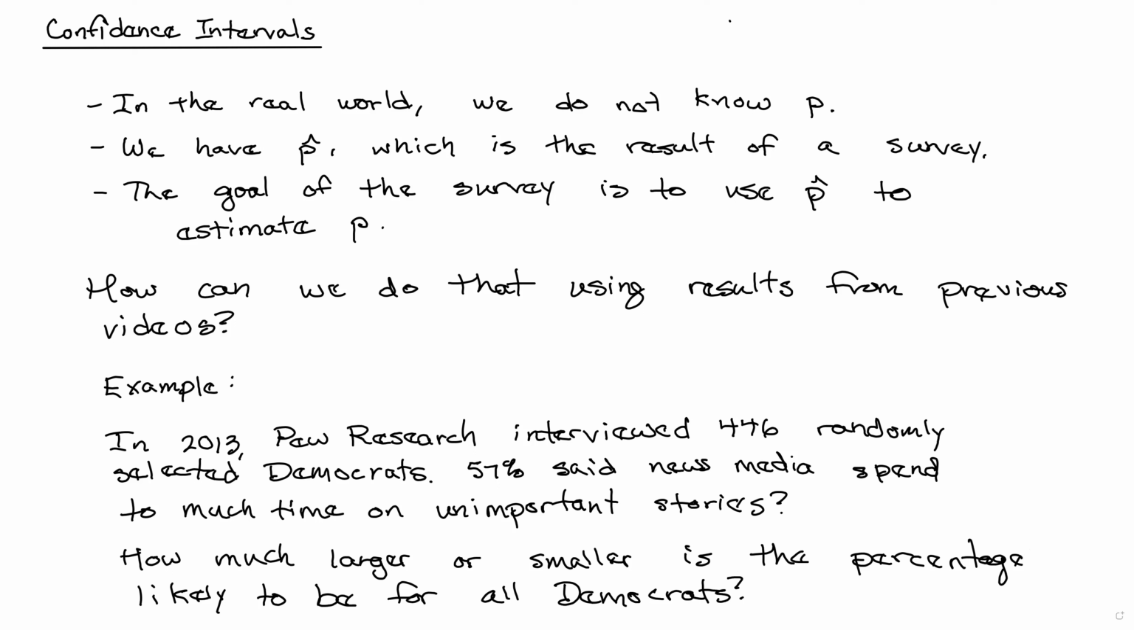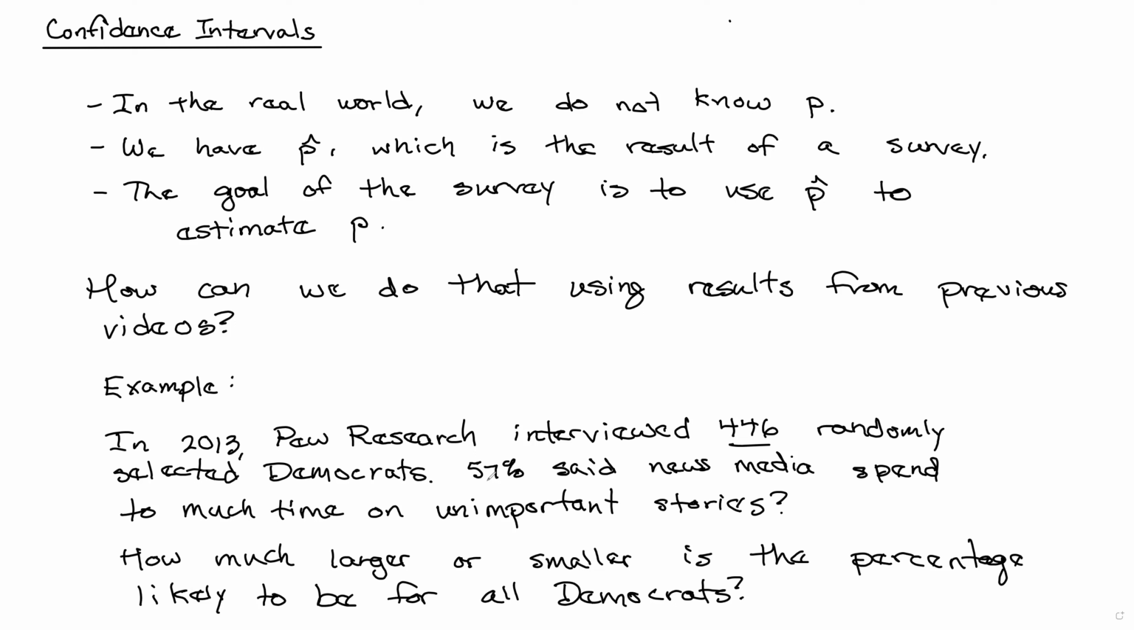We're looking to answer this using the stuff that we've already developed. Even though we have this 57%, this is not the population parameter. This is the result of a survey of 446 Democrats. This is not the percent for all Democrats. In the last few sections, we've had the percentage for all Democrats. This time, we don't. All we have is this sample. But despite that, we're still going to do some central limit theorem stuff. We're just going to use it in a different way.